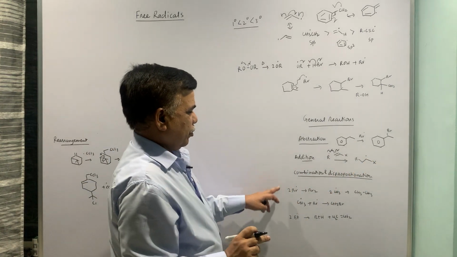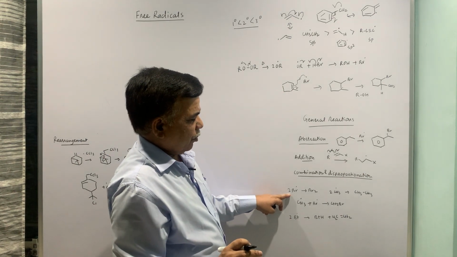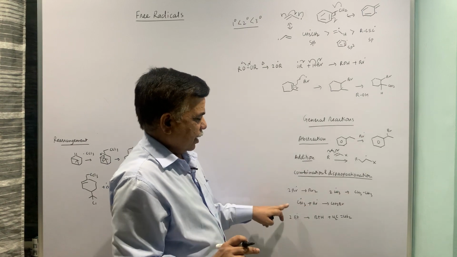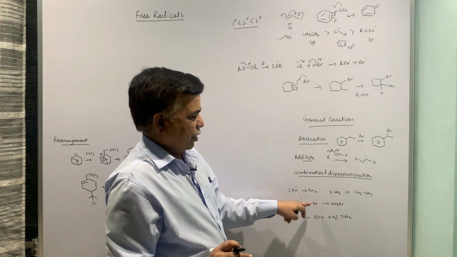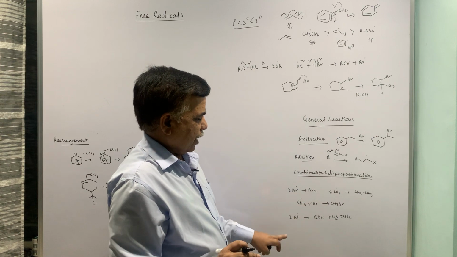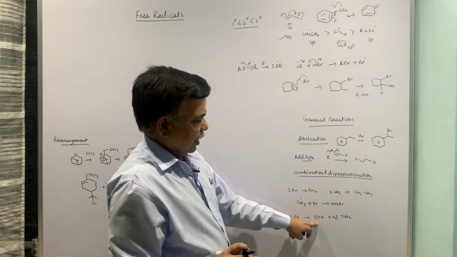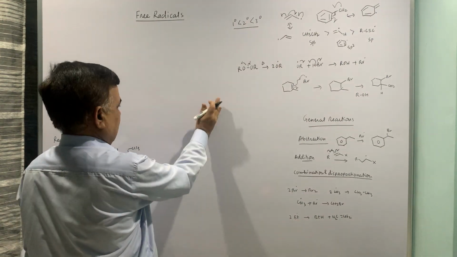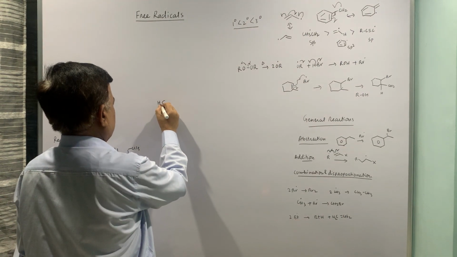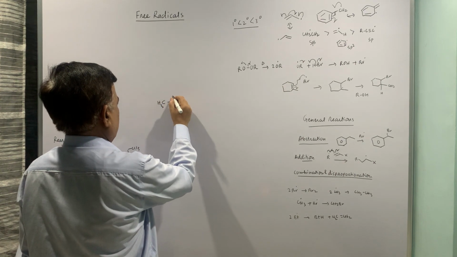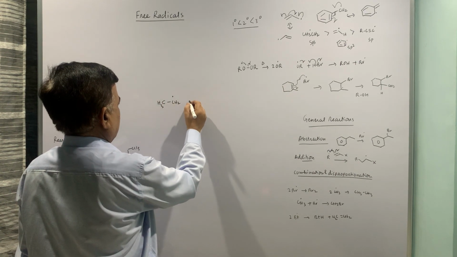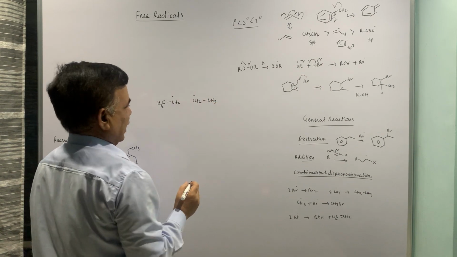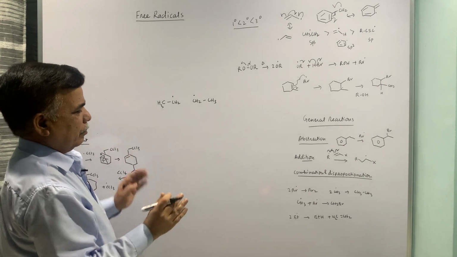Combination and disproportionation. Now these are combination reactions. Two bromine radicals form a bromine molecule, two methyl radicals form ethane. The CH3 and Br dot combine to form CH3Br, but these two ethyl radicals form ethane and ethylene. I'll put the two radicals across from each other, in front of each other.